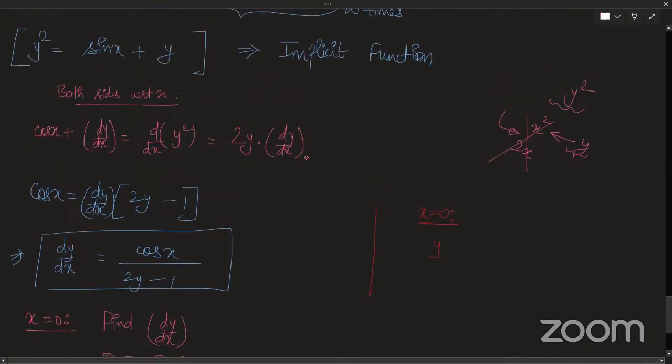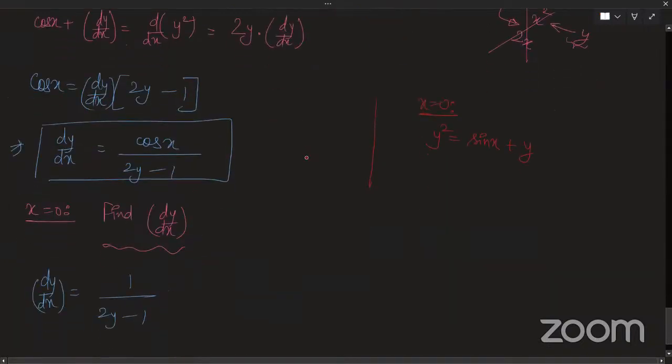So you have got y square is equal to sin x plus y. So if x is equal to 0, you have got y square is equal to y. Can you tell me what are the possible values of y? 1. Only one? There are two values, right? 0 and 1. Y is equal to 0 and y is equal to 1.